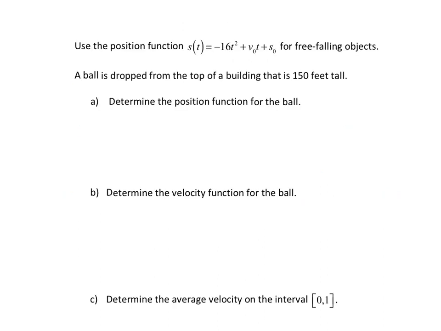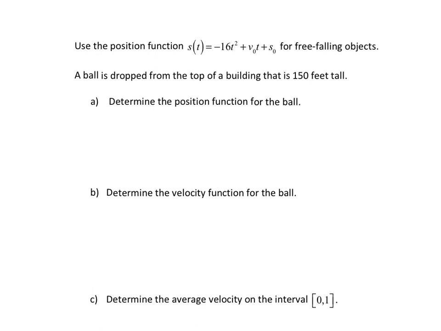So a lot of times these are going to be dealing with word problems. So this example says, use the position function s of t is equal to negative 16t squared plus v sub 0 t plus s of 0 for free-falling objects. And a ball is dropped from the top of a building that is 150 feet tall. Based upon that, we're going to calculate a couple different things.